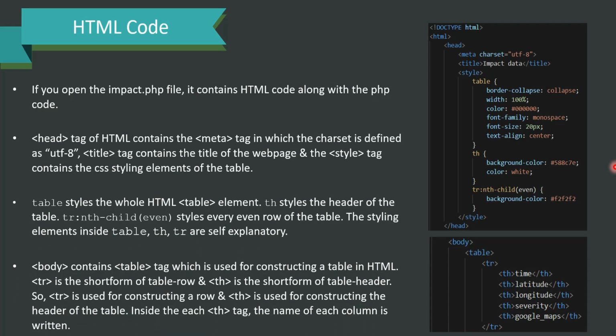Body contains the table tag, which is used for constructing a table in HTML. tr is the short form of table row, and th is the short form of table header. So tr is used for constructing a row, and th is used for constructing the header of the table. Inside each th tag, the name of each column is written. We request you to go through the code for easier understanding before you go to the next level.